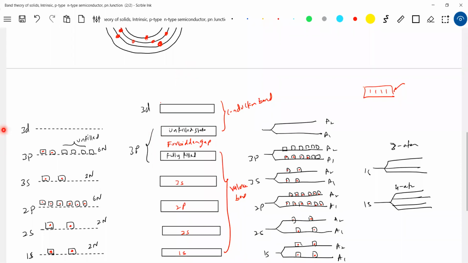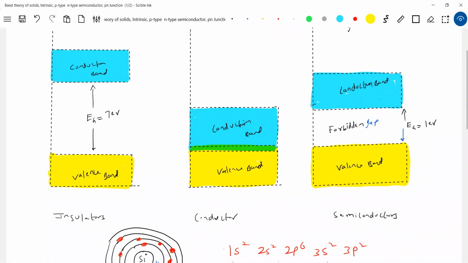So what is a band? It's the discrete energy levels of different atoms of a substance. One specific level will form a valence band here. So this is the lowermost valence band, this is the uppermost valence band, and this is the lowermost conduction band. This is fully filled up, this is completely empty.